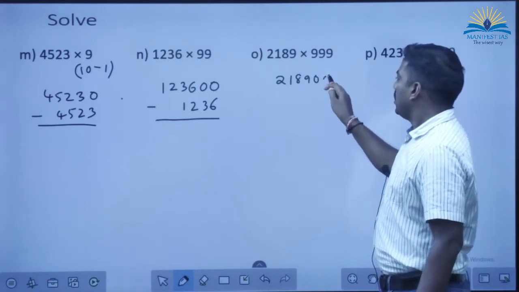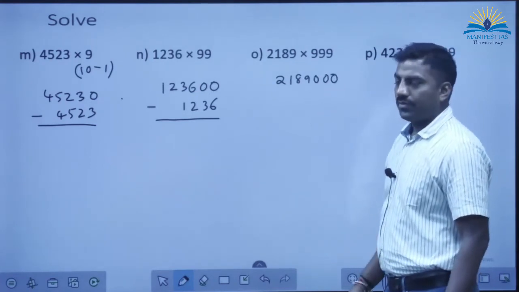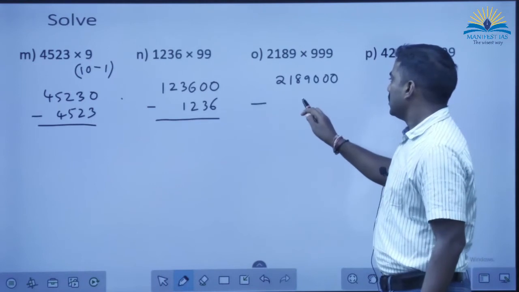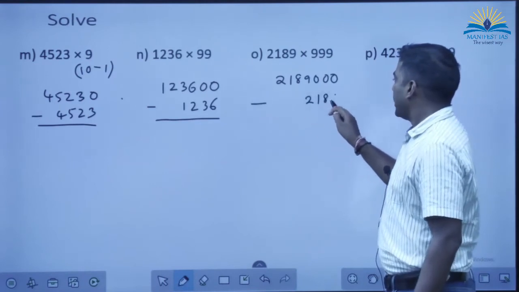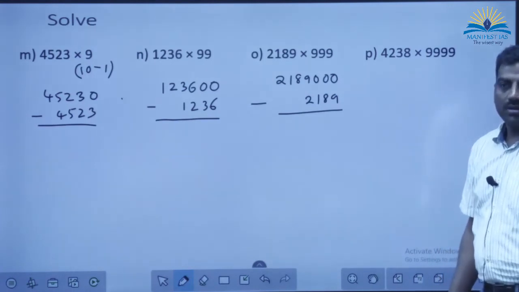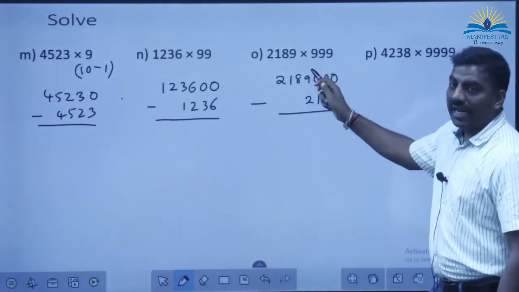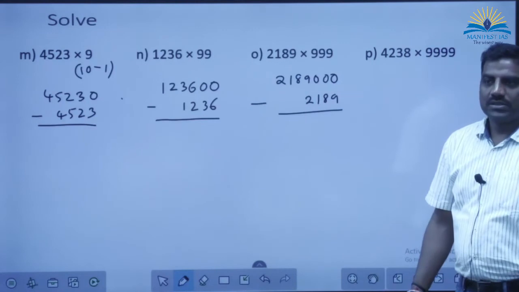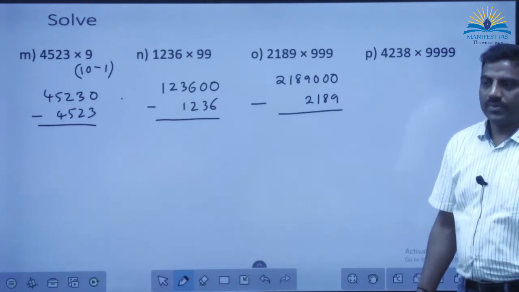2189000 minus 2189. But be careful while you are writing. If you do it by 9999, it will take a lot of time.